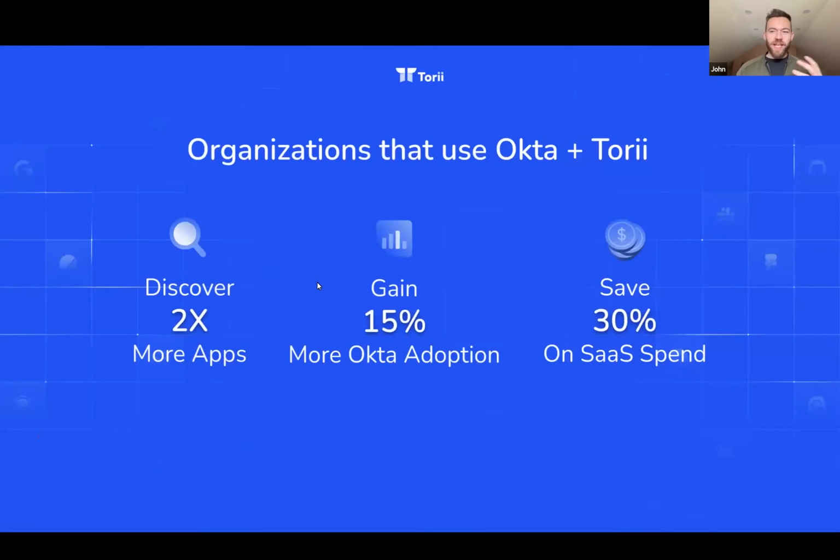Like I said, we're talking about Okta and Torii. If you're here, you likely use Okta. It's probably a core part of your company, of your identity management system. So we're going to talk today about how you can get more out of Okta. There's a couple of different ways you can go about seeing those kinds of improvements. We're going to talk about how you can discover more applications, as much as twice as many applications, so you can bring those into the fold. We're also going to talk about how you can gain more adoption within Okta. And finally, maybe most importantly, we're going to talk about how you can actually save a lot of money through this process.